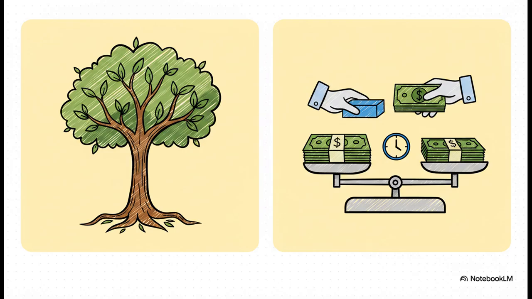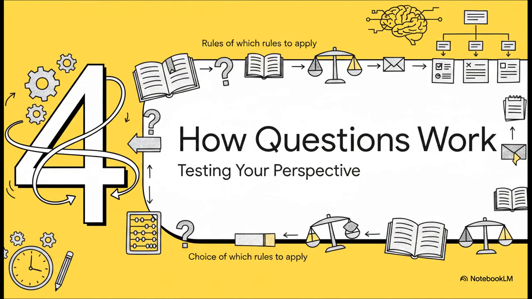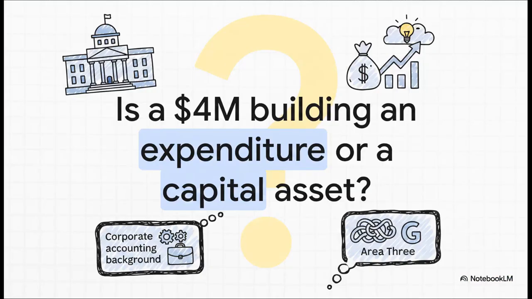This fundamental distinction between full accrual and modified accrual, that is the beating heart of Area 3. Section 4. How Area 3 questions work and testing your perspective. All right, now that we have the rules of the language down, we need to prepare you for exactly how the CPA exam is going to test it.